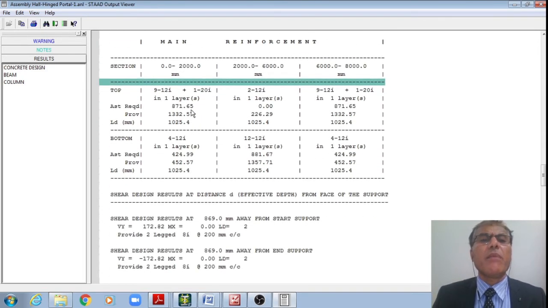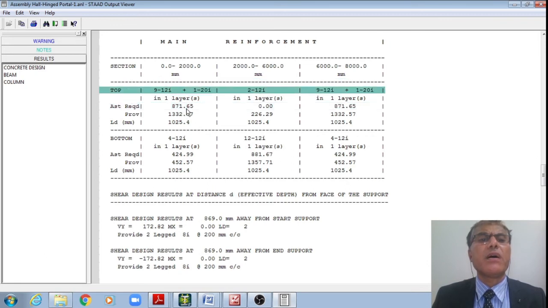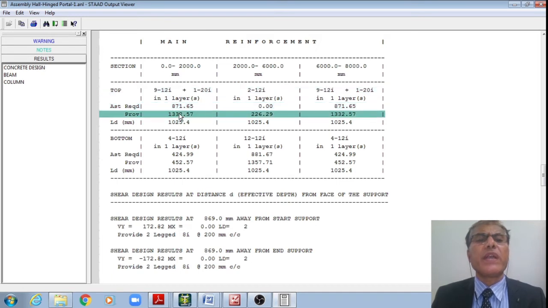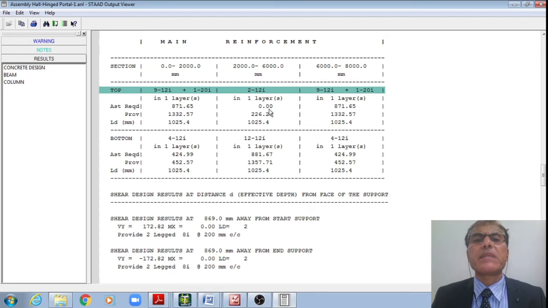Because I've used these combinations. Now it is saying that at the top the area of steel required is 871 mm² at the left support of this beam. However, now you can use 9 12 mm dia bars plus 1 20 mm dia bar, which will furnish an area of 1333 mm². At the center, just 2 12 mm dia bars are required. Whereas if I go to the other end, I require the same, a mirror image.